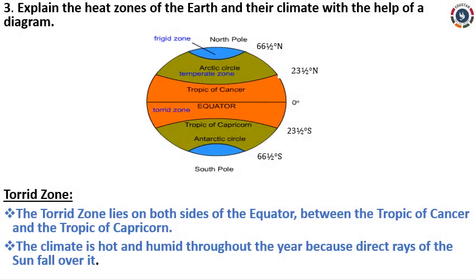Third question. Explain the heat zones of the earth and their climate with the help of a diagram. For diagram, you can refer page number 37. No need to color. Okay. Torrid zone. The torrid zone lies on both sides of the equator between the Tropic of Cancer and the Tropic of Capricorn. The climate is hot and humid throughout the year because direct rays of the sun fall over it.